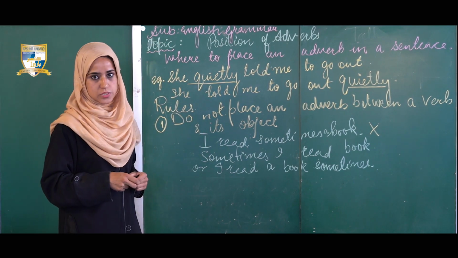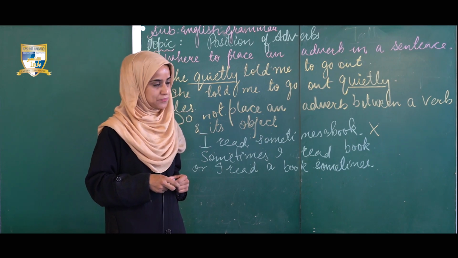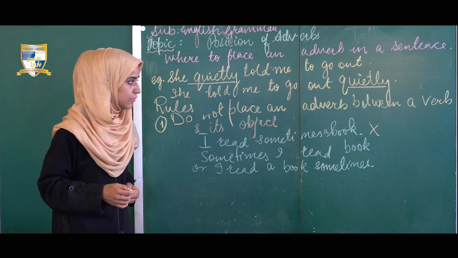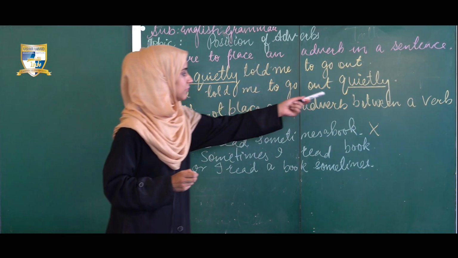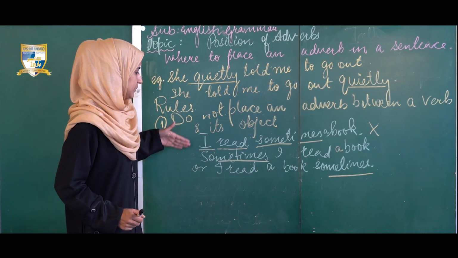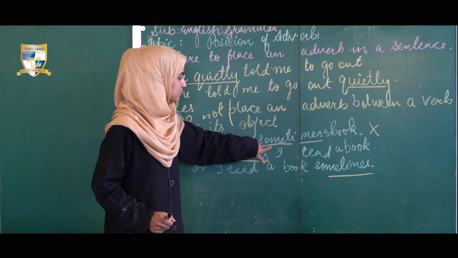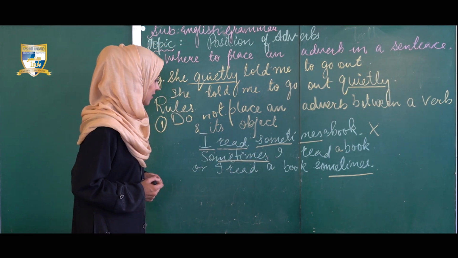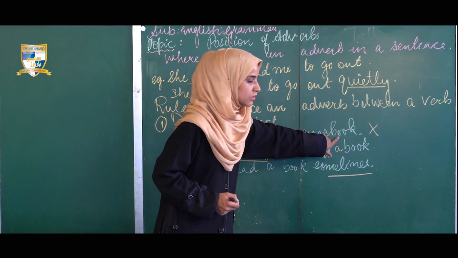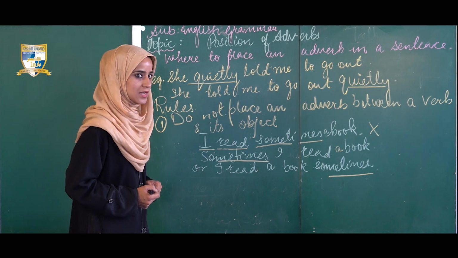There are several rules which we are supposed to learn and understand. Rule number 1 is that do not place an adverb between a verb and its object. For example, I read sometimes a book. Here sometimes is an adverb, and we have placed it between the verb read and the object book, and it gives a wrong sense. This sentence is incorrect.